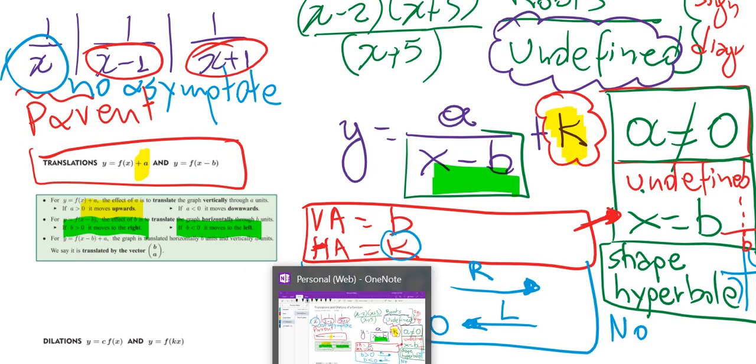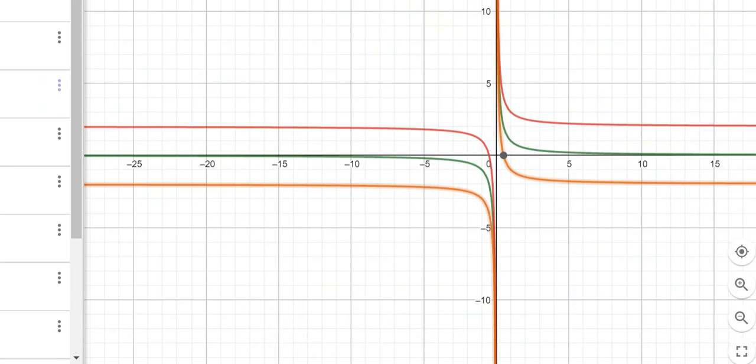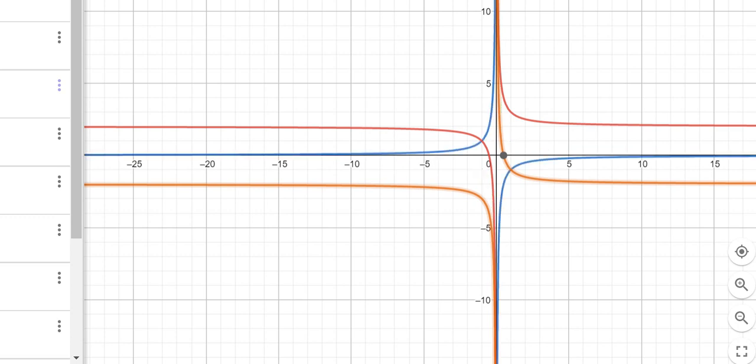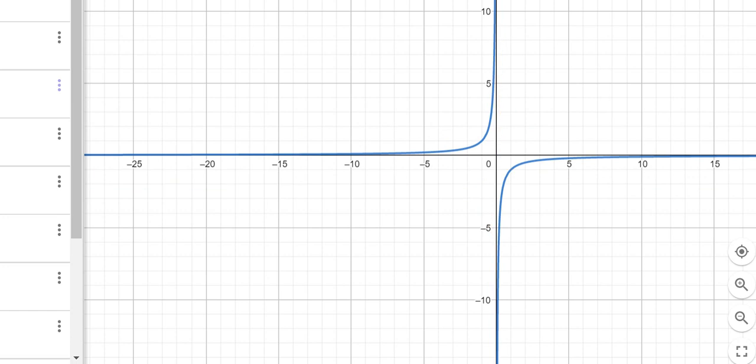Let's see other changes. I'm continuing with the previous example. Remember that? Okay. When it was -1/x. What will happen if in this -1/x I add 2? Will it still move up or down? Think.